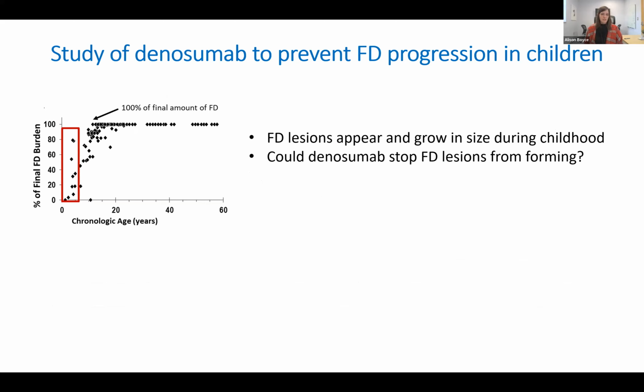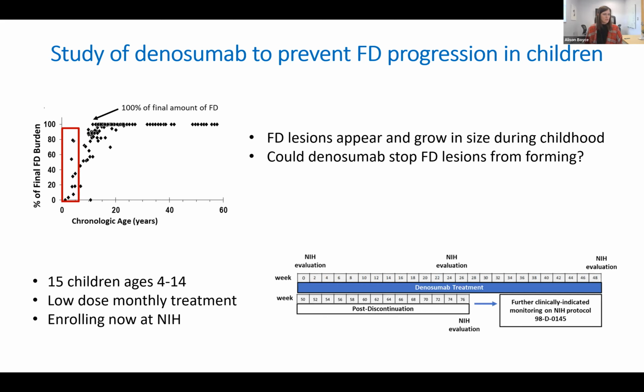So we know that FD lesions are usually not obvious when a patient is born. The lesions expand over time. They usually show up in the first few years of life, as you can see here. They grow and expand while kids are growing. And then right around age 15 or so is when you have the full amount of FD you're ever going to have. So adults don't develop new lesions, and adults shouldn't see substantial growth in existing lesions. So what this makes me wonder is, do we have a window of opportunity here during childhood? If we could treat with a medication that will stop FD lesions from forming and expanding, that could potentially have a really profound effect on someone's disease course.